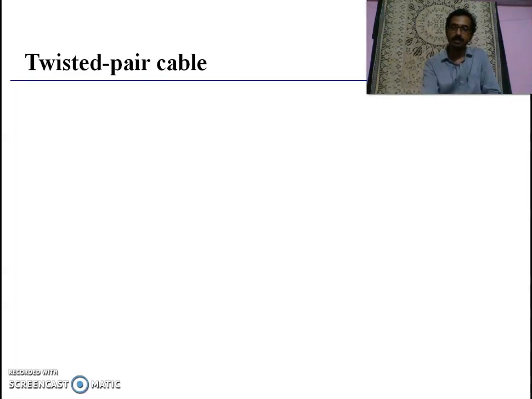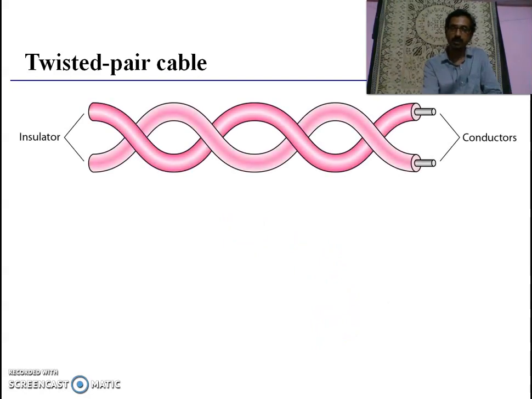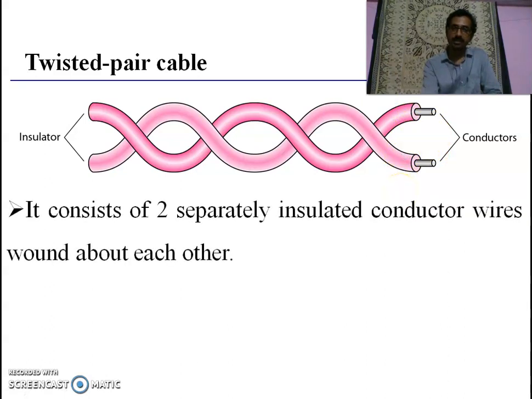And next, now we explain the guided medium, that is nothing but wired medium. So in wired medium we have three types of cable: twisted pair, coaxial and optical fiber cable. Now we explain the twisted pair cables. This is the representation of the twisted pair cable. In this we have two conductors. Two conductors are separated by the insulators. So it consists of two separately insulated conductor wires wound about each other.